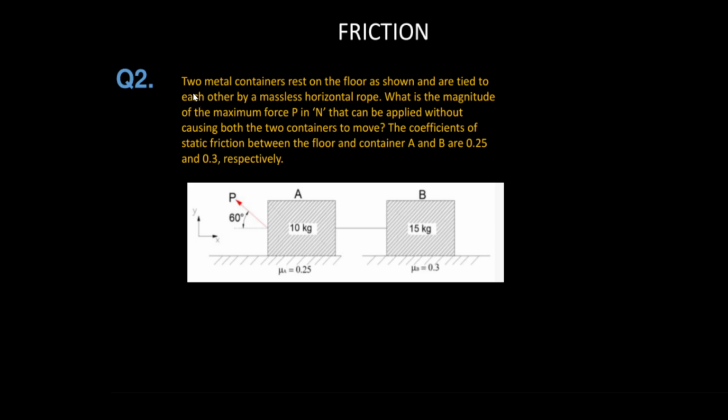Read this statement. Two metal containers rest on the floor as shown and are tied to each other by a massless horizontal rope. Here is a rope given. These are tied to each other. What is the magnitude of maximum force P in Newton that can be applied without causing the two containers to move? Without move is talking about the static condition. The coefficients of static friction between the floor and containers A and B are 0.25 and 0.3. Between B and the ground is 0.3.